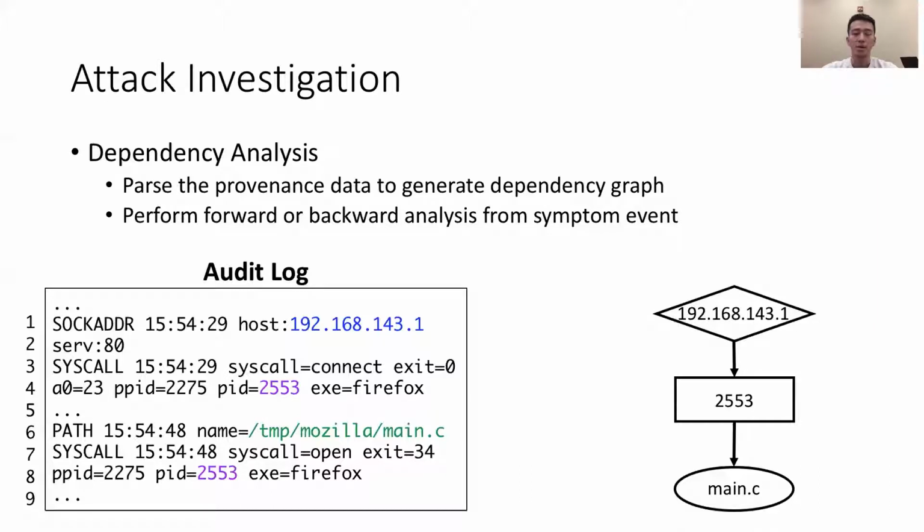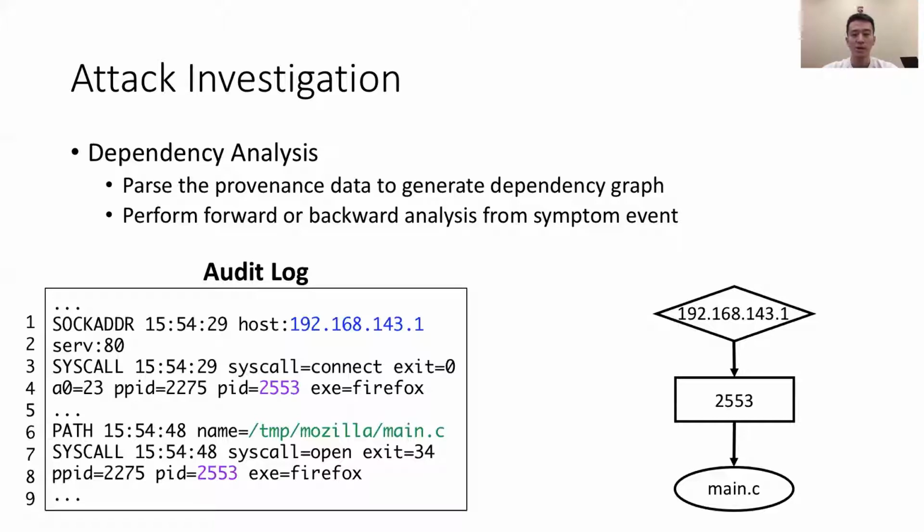The second part is dependency analysis. We need to parse the provenance data and generate a dependency graph. Once an attack symptom is detected, the analyst can perform backward analysis to find out the root cause.